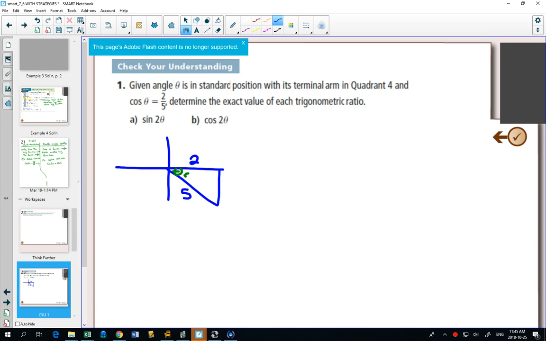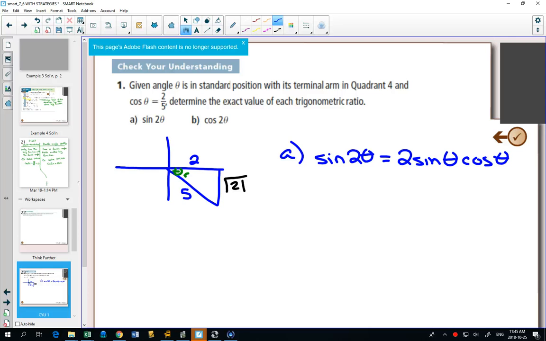A squared plus b squared equals c squared. And you would know that that side is the square root of 21. Now in part A, it's asking us to find sine of 2 theta. And we have our new formula on our formula sheet. Again, you must memorize these, even though they're on your formula sheet, because otherwise you won't be able to use them fast enough. Sine 2 theta is equal to 2 sine theta cos theta.